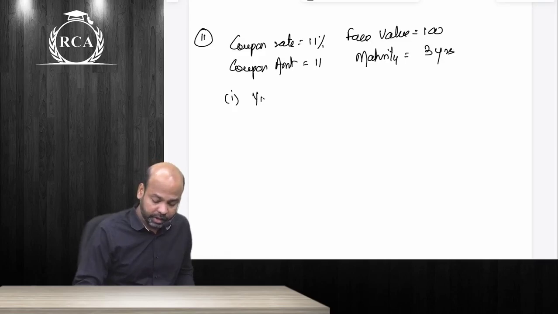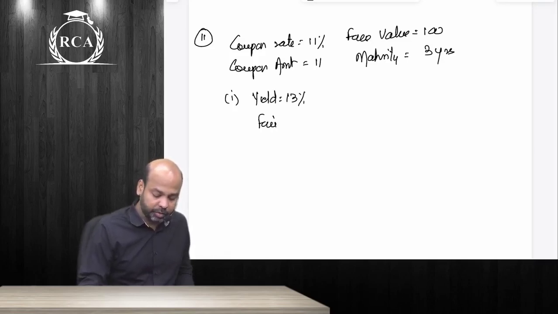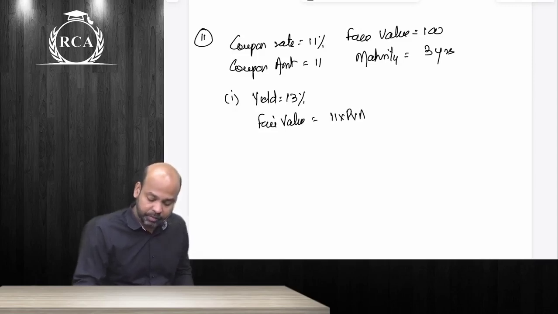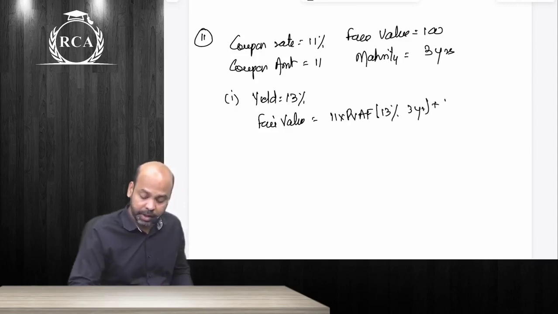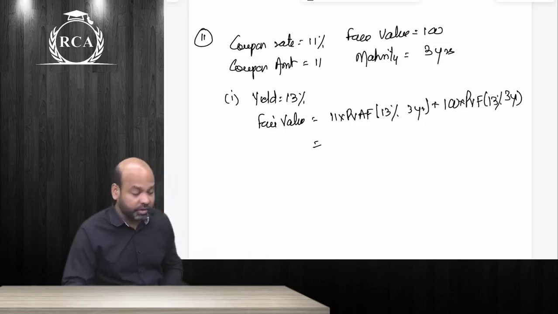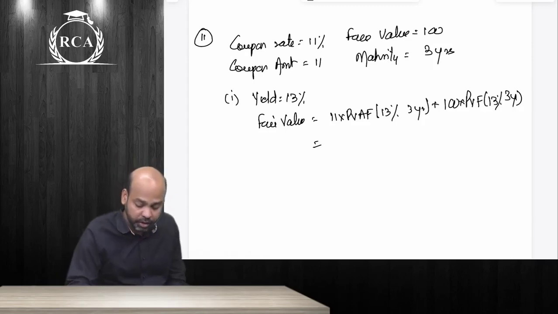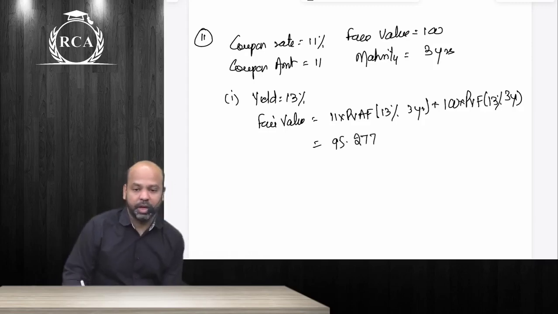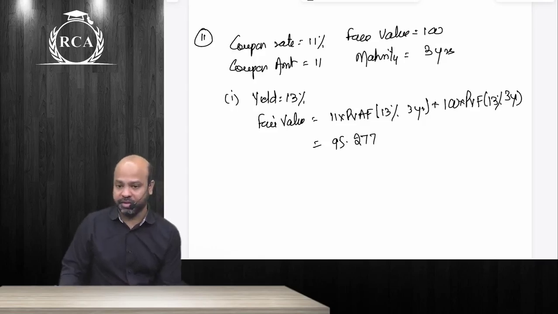So yield is how much, beta? Yield is 13%. So the fair value based on this yield should be 11 rupees multiplied by PVAF at 13% for 3 years, and then, beta, 100 rupees multiplied by present value factor at 13% for the third year, guys. This will give us the fair value of the bond: 95.27728. 95.28, guys, should be the fair value of the bond.